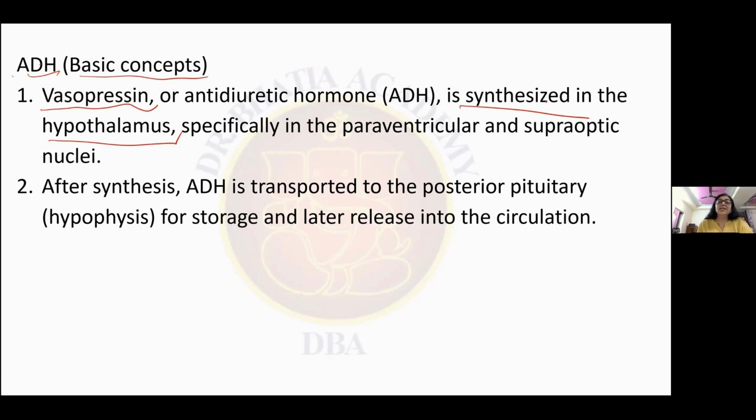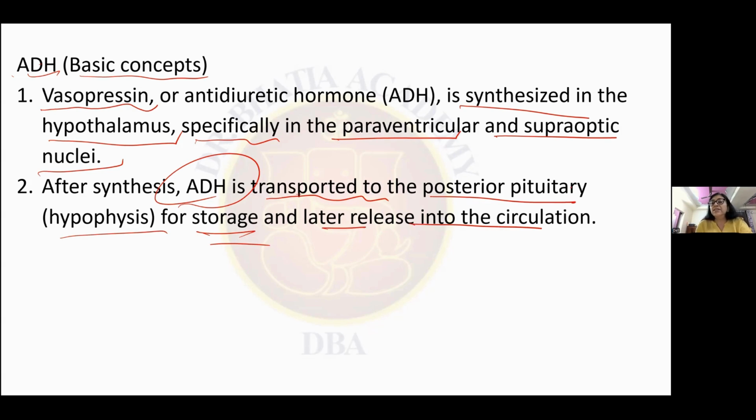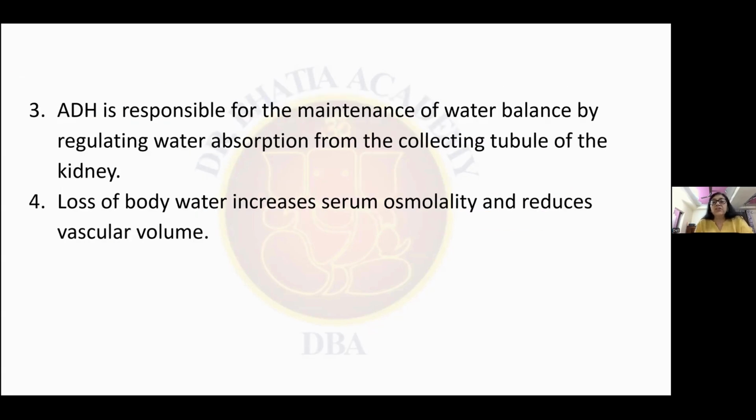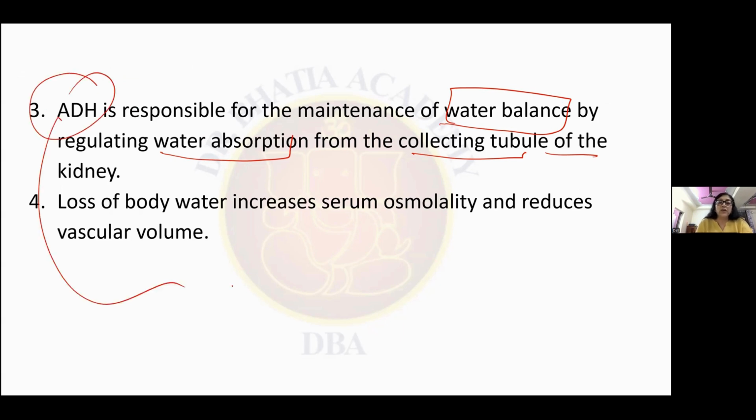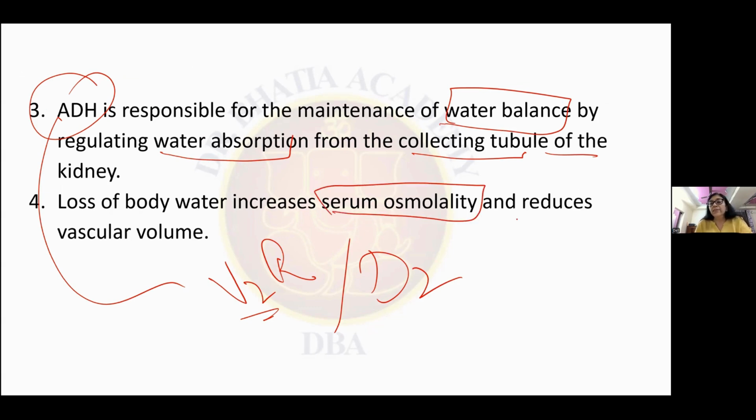These hormones are basically synthesized in the hypothalamus, specifically in the paraventricular and the supraoptic nuclei. After synthesis, this ADH is transported to the posterior pituitary for storage and later release into the circulation. ADH is responsible for maintaining water balance by regulating water absorption from the collecting tubules of the kidney. ADH acts on the V2 receptors, that is vasopressin receptors. So loss of body water increases serum osmolality and causes decreased volume. So there is dehydration.